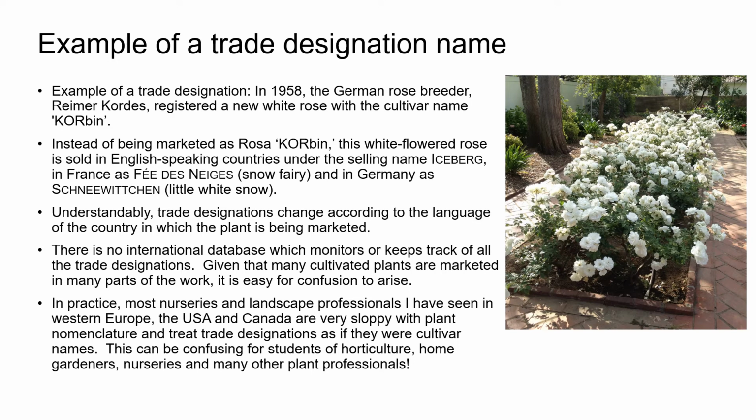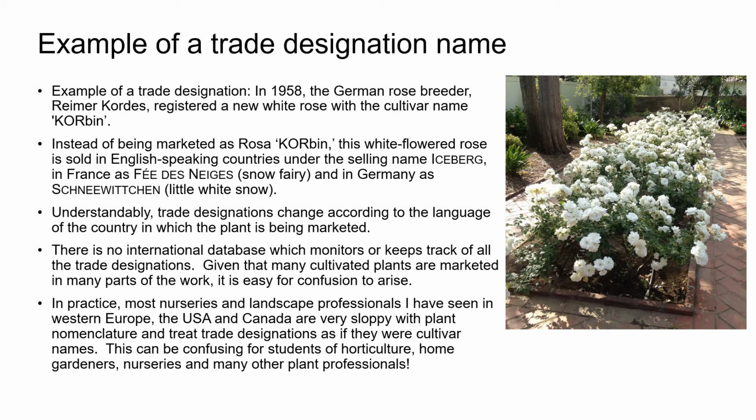In 1958, the German rose breeder Reimer Cordes registered a new white rose with the cultivar name Corbin. Instead of being marketed as Rosa Corbin, this white-flowered rose is sold in English-speaking countries under the selling name Iceberg, in France as Fée des Neiges, which means snow fairy, and in Germany as Schneewittchen, which means little white snow.